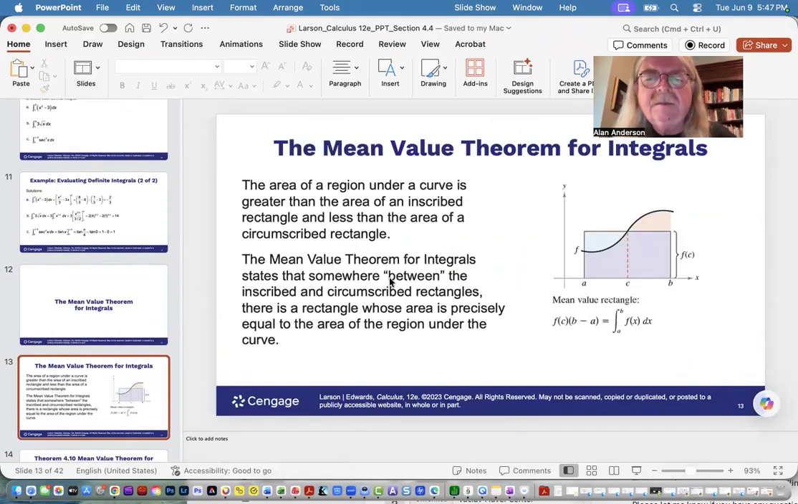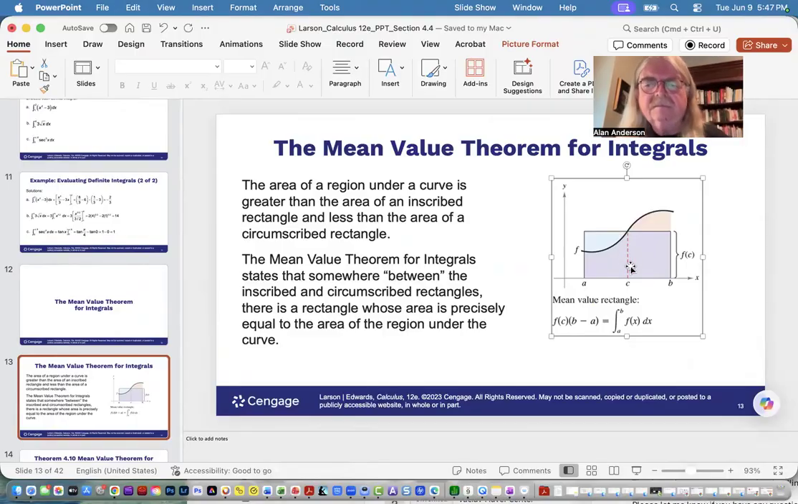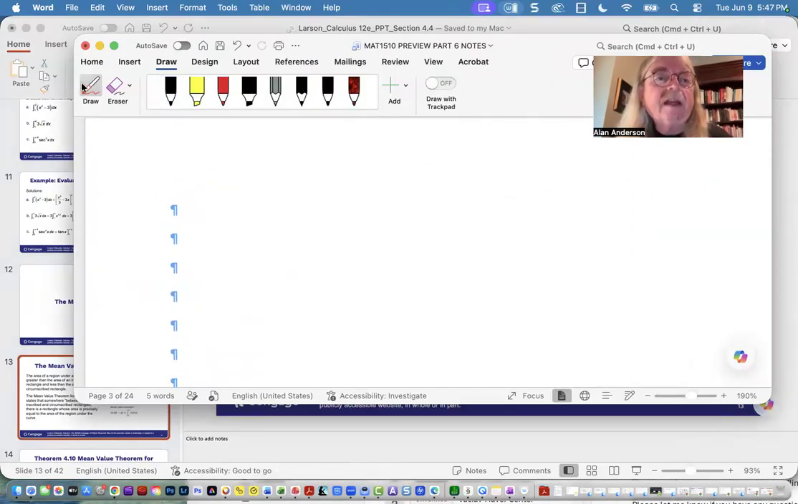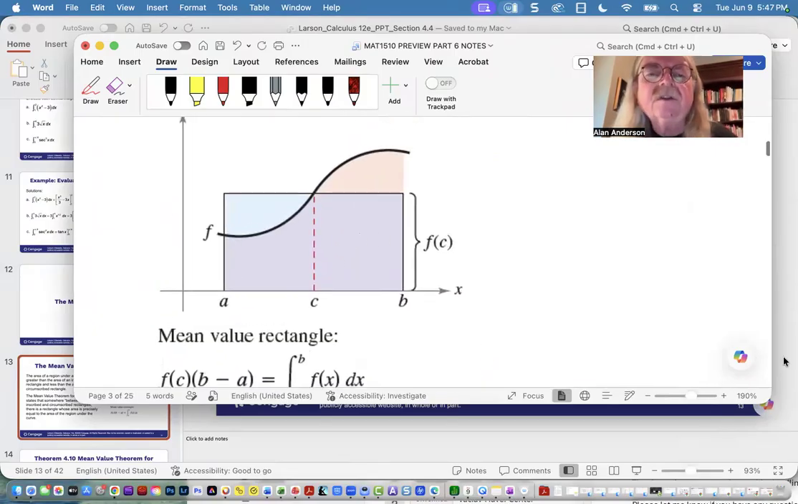All right, the mean value theorem for integrals. This is going to provide us with a very important result. And basically what it says is that if you look at, actually, let me copy this. Now remember, up to this point, every time we've had an integral, we're illustrating it with rectangles. And we saw that there's two different ways of using rectangles.